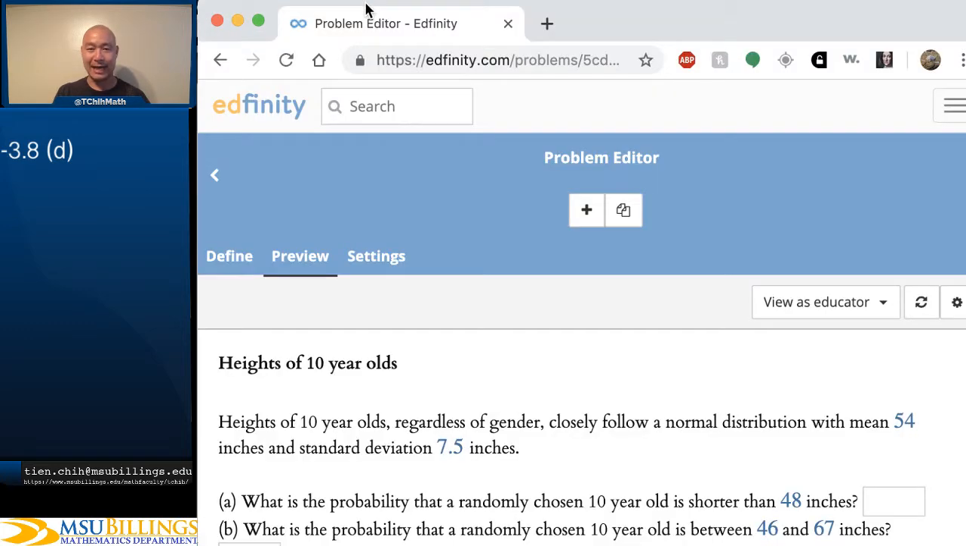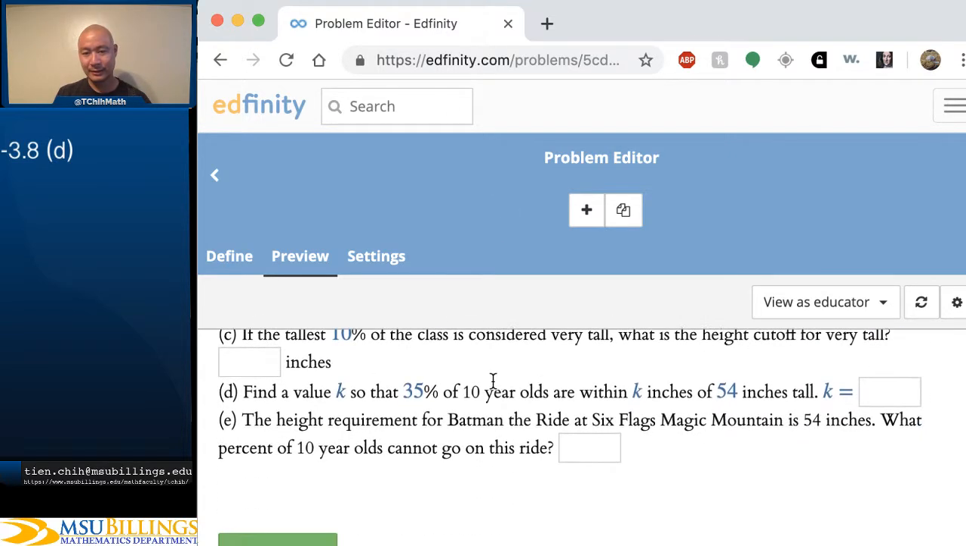And so let's see what they're asking us. Let's just take a look at part D here, since this seems to be the part that's most difficult. And it says find the value k so that 35% of 10-year-olds are within k inches of 54 inches. So 54 is the mean, and that's not a coincidence. And so what does it mean to be within k inches of 54?